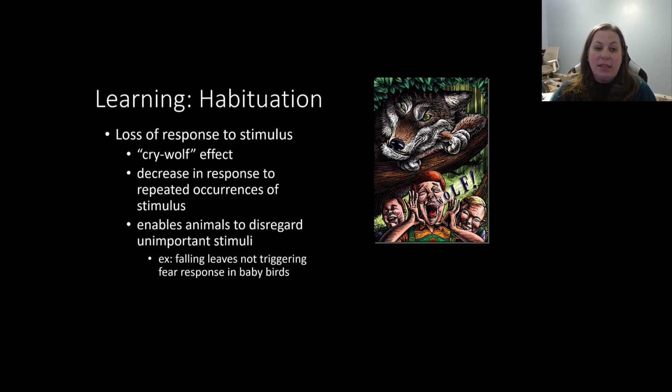So an example is when birds are in a nest and leaves fall in around them. Those leaves are not there to hurt them, and they shouldn't get scared of them. And so falling leaves are eventually not going to trigger a fear response in the baby birds. Now, this does take time, but eventually they will get habituated to it.